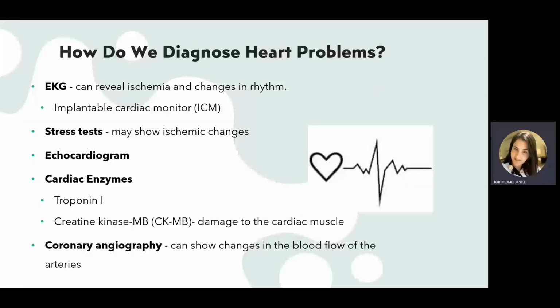Now, in general, how do we diagnose heart problems? And this is coronary artery disease, unstable angina or an MI. This is just in general heart issues, cardiac problems. Well, we can get an EKG that can tell us the cardiac rhythm. It can tell us the electrical impulses. It can diagnose dysrhythmias. It can tell us if we have ischemia within the muscle of the heart.